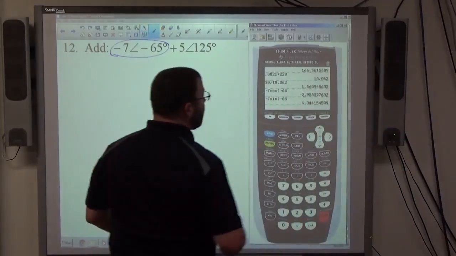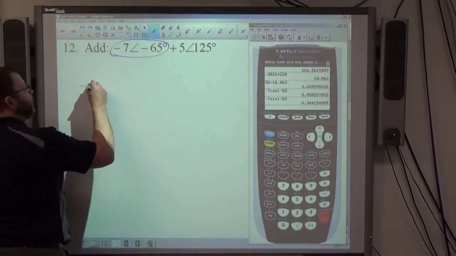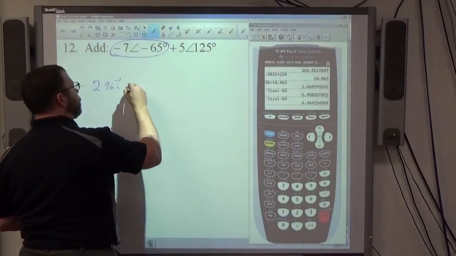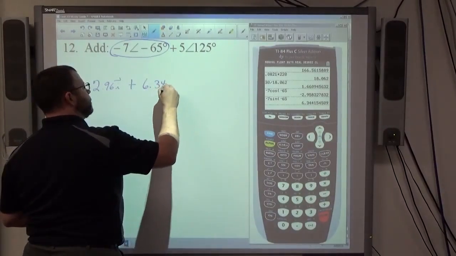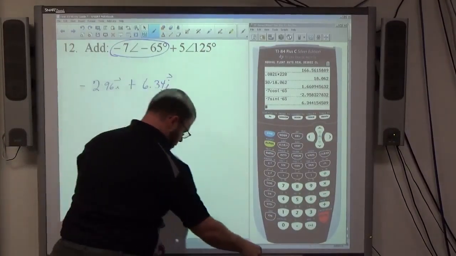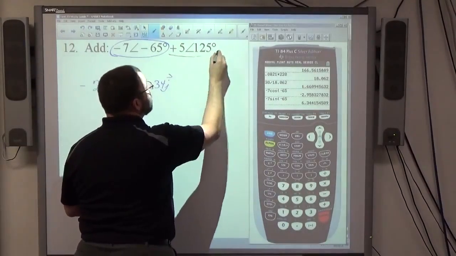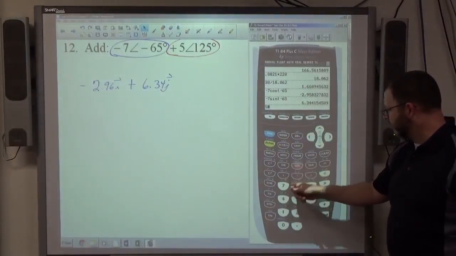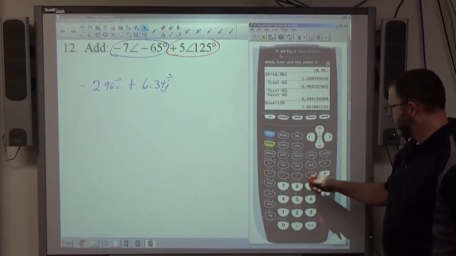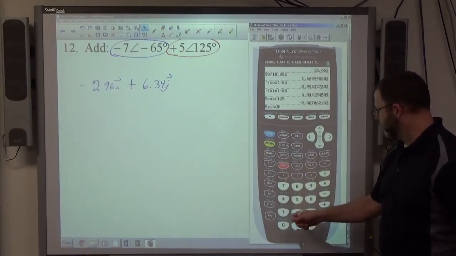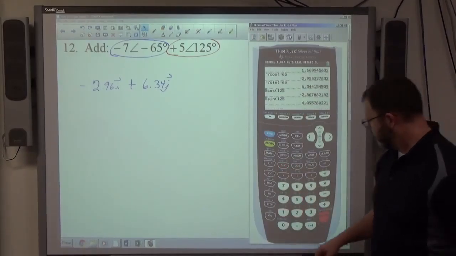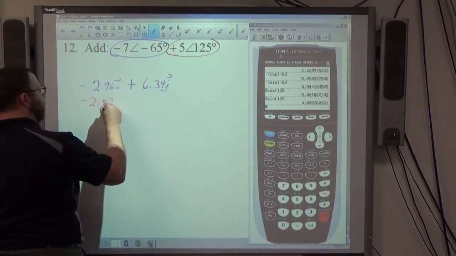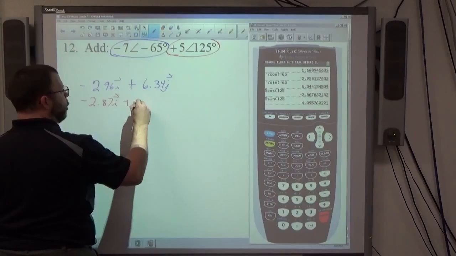And that gets me -2.96i plus 6.34j. The second vector is 5 at an angle of 125. So if I do 5 cosine 125 equals, and 5 sine of 125 equals, we get -2.87i plus 4.10j.